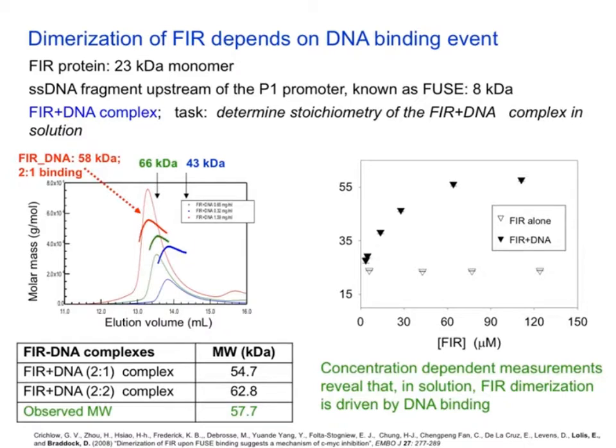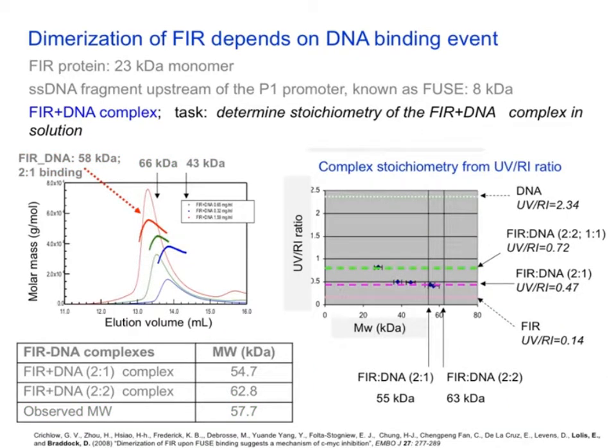we use another piece of information that we can derive from SEC-MALS analysis. We can utilize the fact that the DNA molecule is very highly UV-absorbing in comparison to a polypeptide. Thus, the measured UV to RI ratio for DNA is 2.34, while the UV to RI ratio measured for the FIR polypeptide is only 0.14.